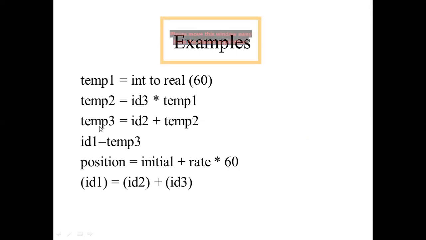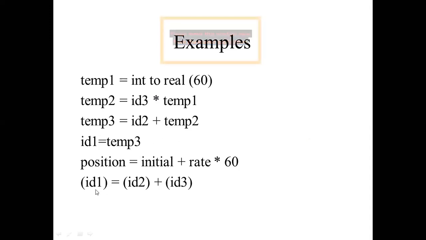Again come to temp3, another temporary variable or temporary register, and then we can write here id2. What is id2? Initial. So initial plus temp2, and temp2 is this value. So again we are going to put this value here. So temp3 is equal to id2 plus temp2. Then id1 is equal to temp3.